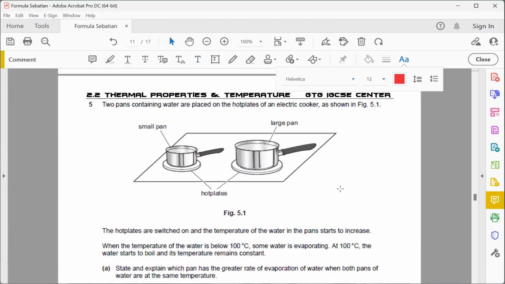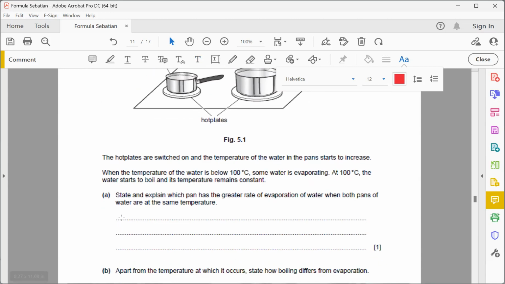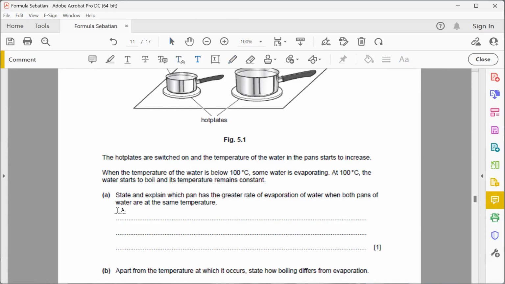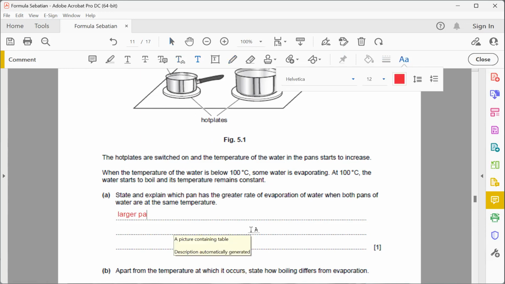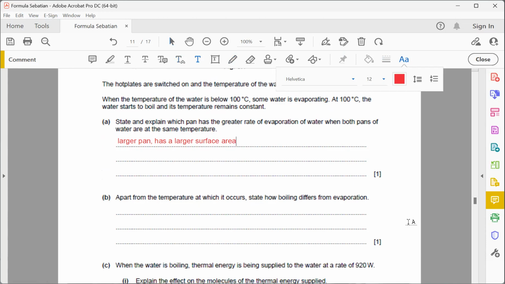Then most likely this question here, I think most of you should be done, except for maybe one or two questions. Explain which pan has a greater rate of evaporation of water when both pans are heated. Obviously, the larger pan, right? The larger pan has a larger surface area. And bam, you get your mark. Easy. No need to elaborate for this one.